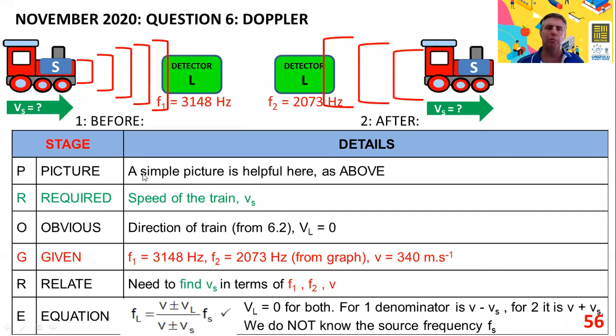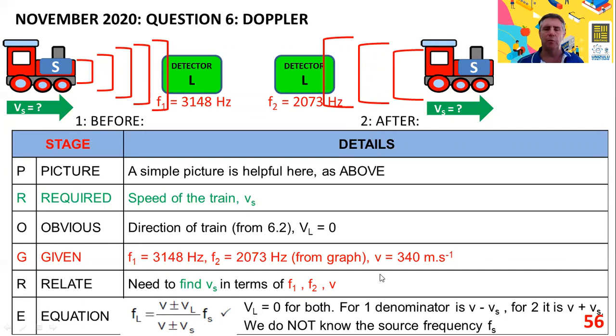So using our progress method, a simple picture has been drawn, and it is helpful. What is required is the speed of the train, Vs. Remember, that's the same before and after. What's obvious is the direction of the train towards and away, and that the velocity of the listener, the detector, is 0. So we're given the two frequencies from the graph, and we know the speed of sound. So we need to find the velocity of the source, the train, in terms of these.